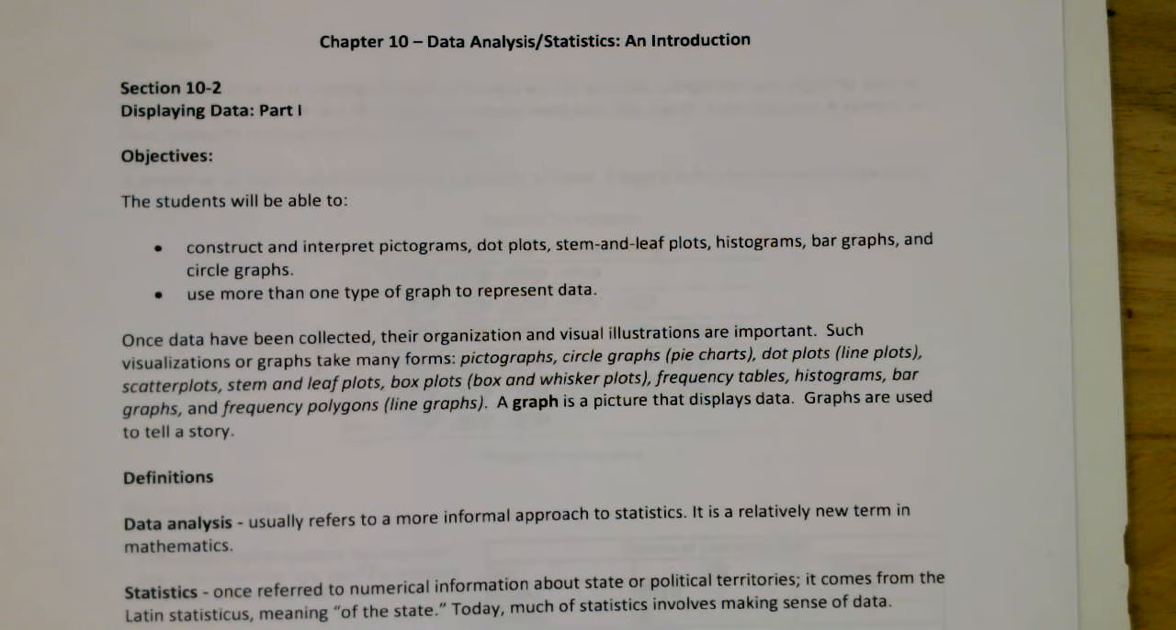All right, so once data has been collected, their organization and visual illustrations are important. Such visualizations or graphs take many formats like pictographs, circle graphs or pie charts, dot plots or line plots, scatter plots, stem and leaf plots, box plots, or another name for box and whisker plot, frequency tables, histograms, bar graphs, and frequency polygons or line graphs.